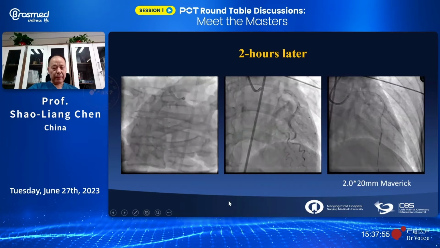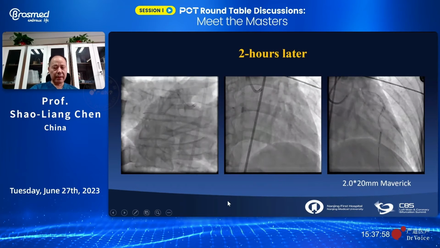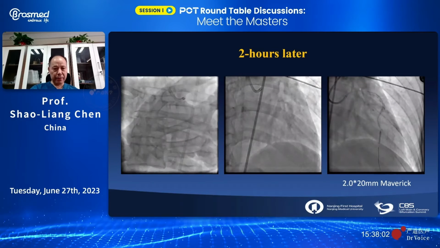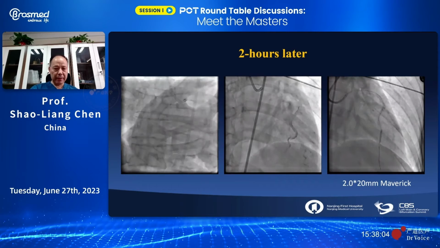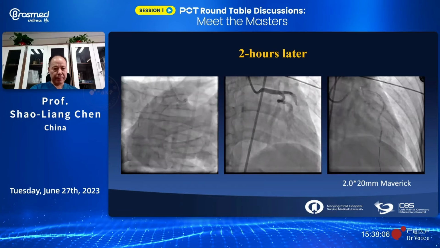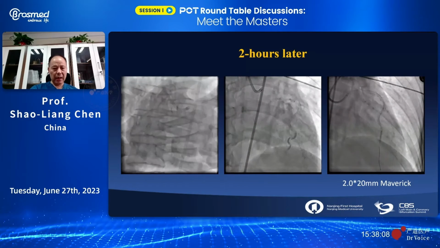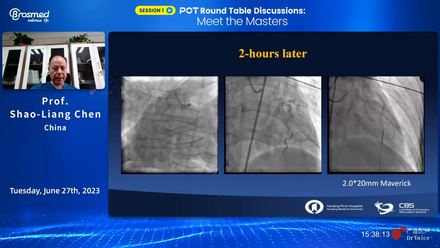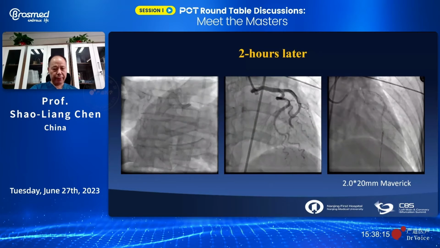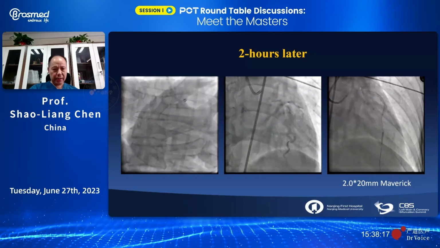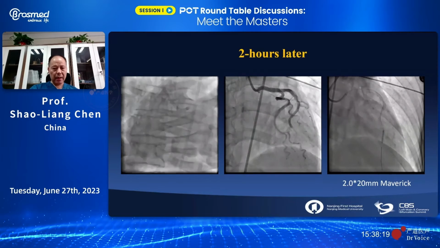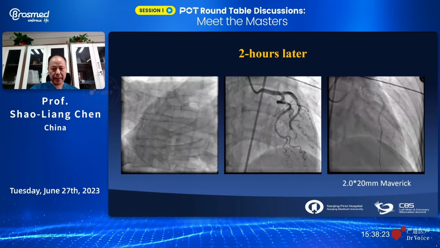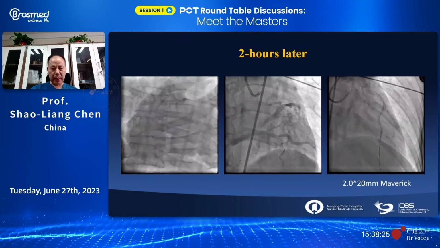Now you can see two hours after the procedure, the patient stayed in the conventional ward and presented with very severe chest pain. Simultaneously, EKG showed ST elevation myocardial infarction and also repeated ventricular defibrillation. You can see chest compressions were done many times. After that, the patient was brought to the cath lab again.